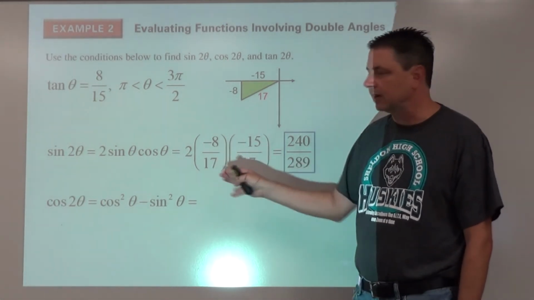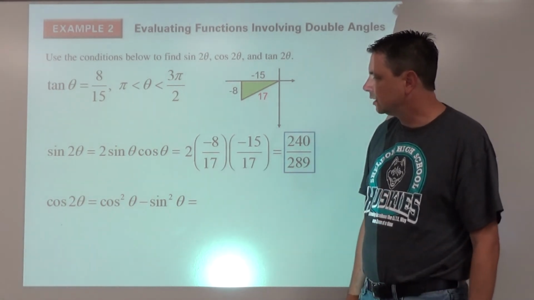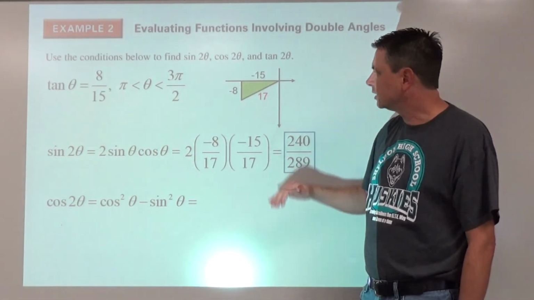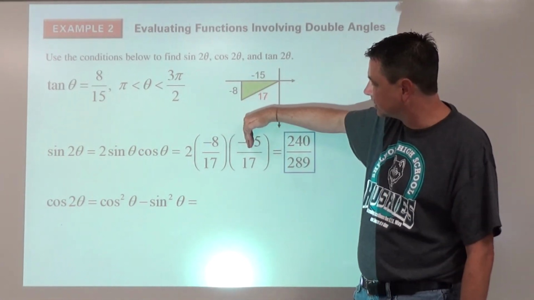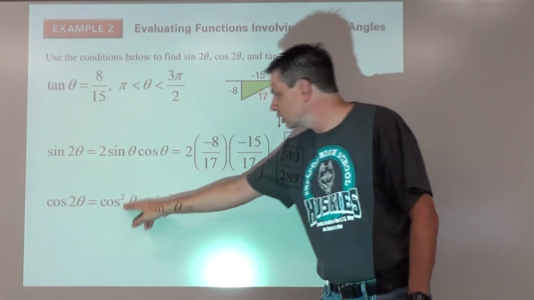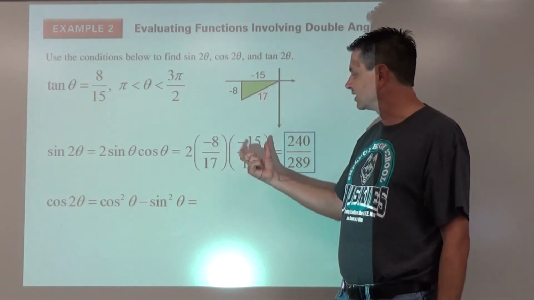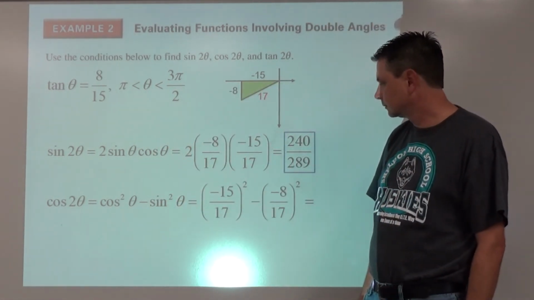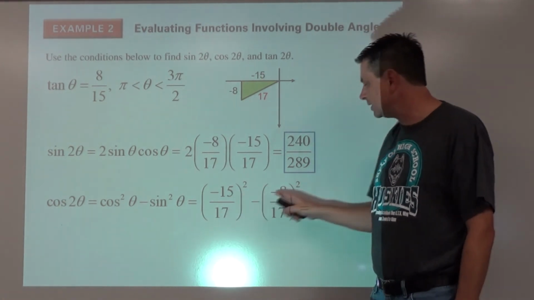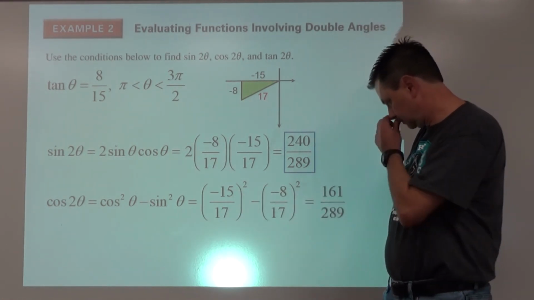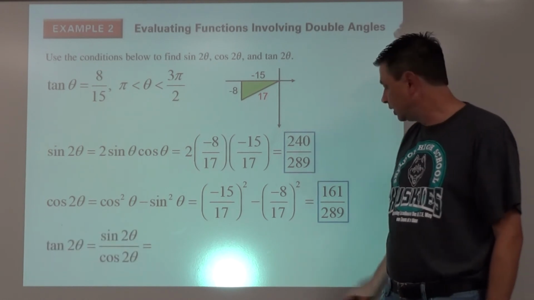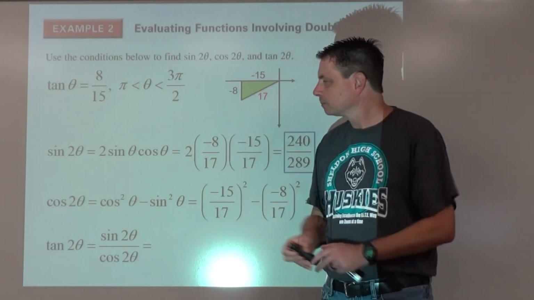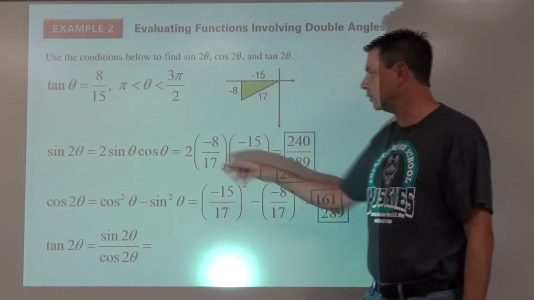All right, we have lots of options here for the cosine of 2 theta. You can pick any one of them. They're going to get the same answer. Since we already know sine and cosine, go ahead and use that. So cosine theta, here's our cosine. We've got to square that minus square that. So 225 minus 64. So 161 over 289.